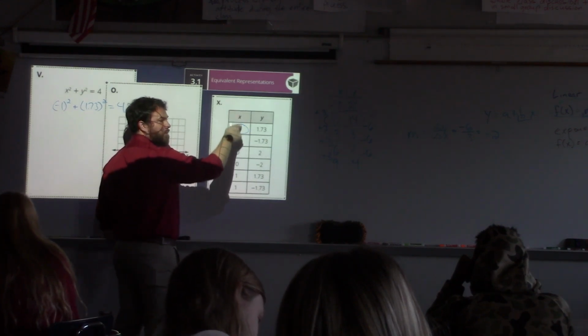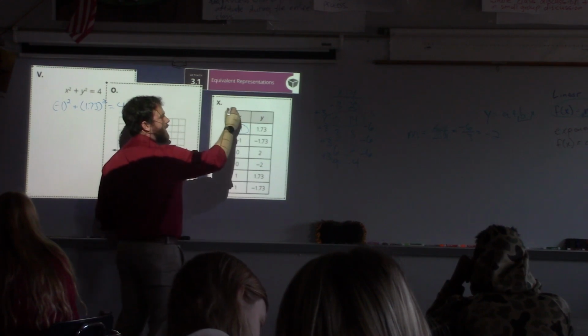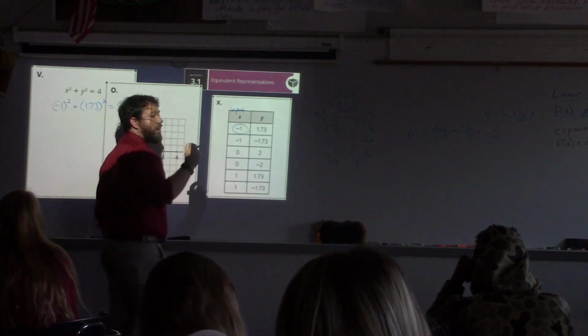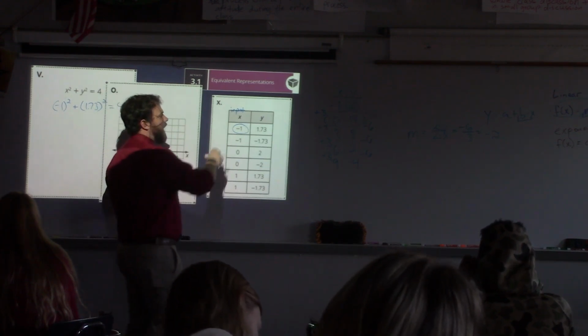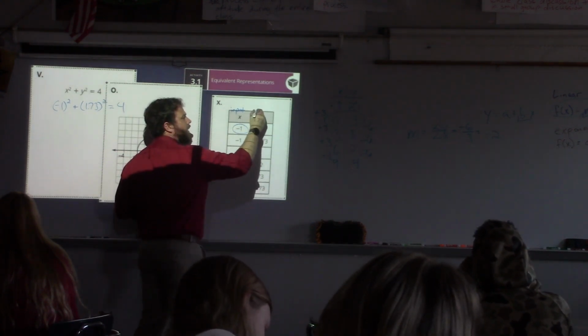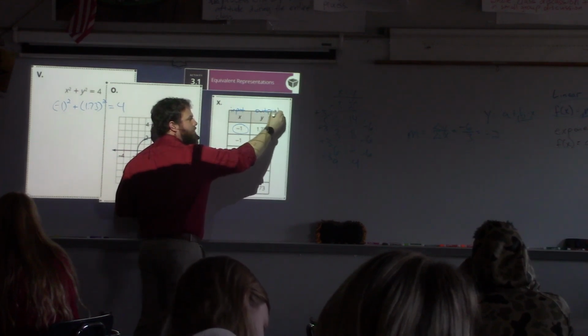For x. That's all I'm saying, right? X is my input, and if we have a function, which this is not a function, it's only a relation, we can talk about that more in a second. But if I substitute this in, then I'm going to get out my y.